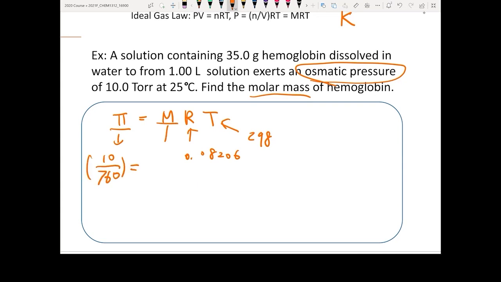So now, what is the molarity? We know it's the number of moles per liter, right? We know it's 1 liter, so the liter just equals 1. And the number of moles is defined as the mass of your solute divided by the molecular weight. What's the mass you have here? 35, right? And then you want to know the molecular weight. Then you can solve for the molecular weight.